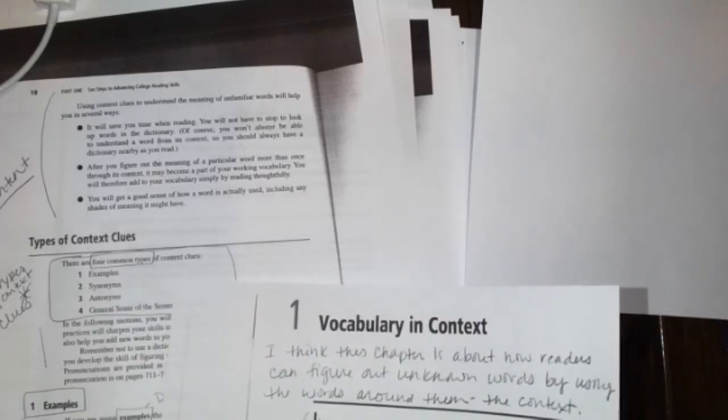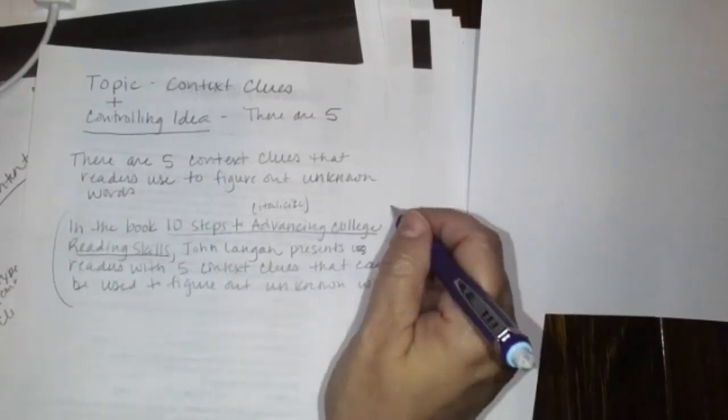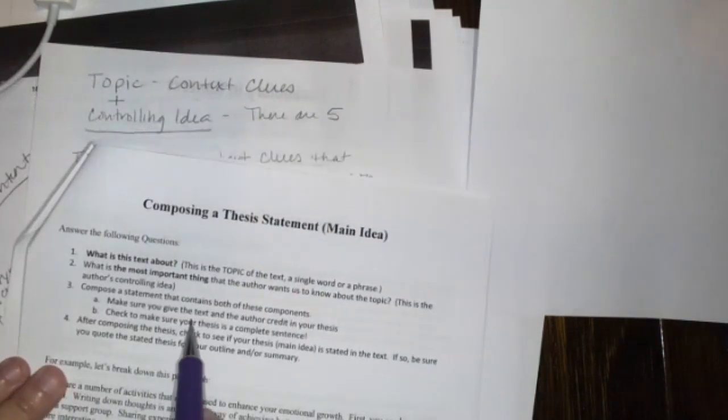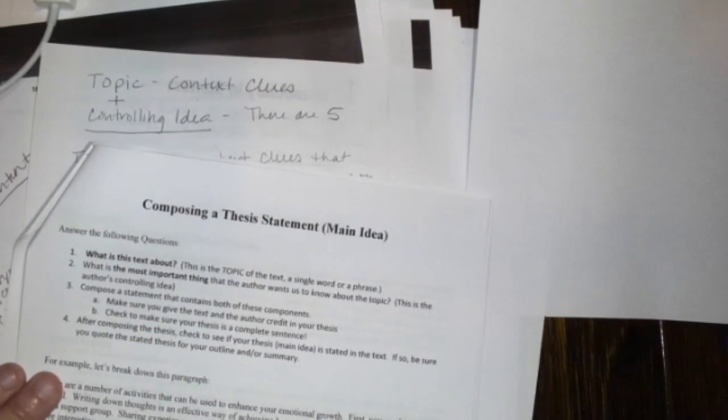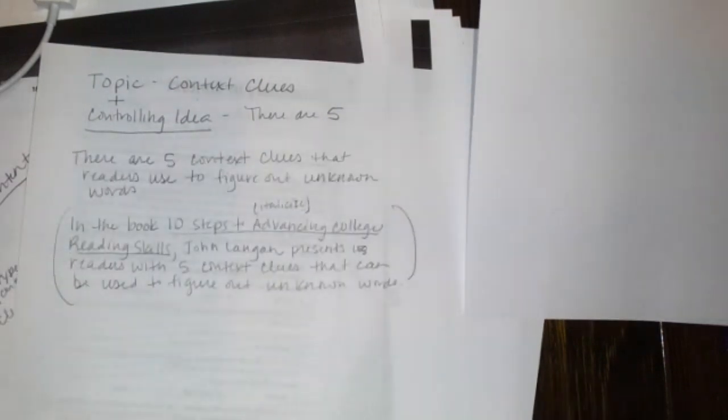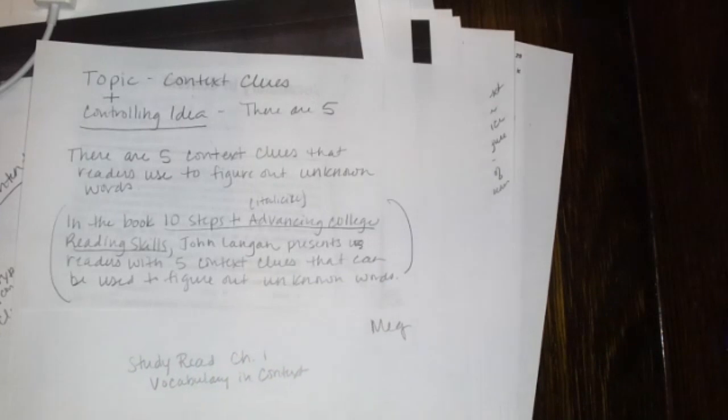There are 4 common types of context clues. Well, but there are 5. So he doesn't state that thesis. So I think that here is our thesis right here. And we made sure the text and the author were given credit. We checked to make sure that our thesis was a complete sentence. It is. And we checked to see if our thesis was stated, and it isn't. So I think that we're good. All right. So for our Roman numeral 1, we're going to write that thesis, right?